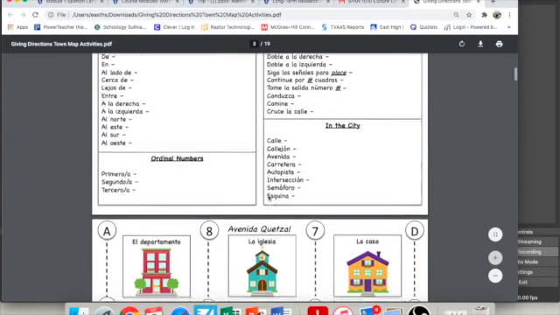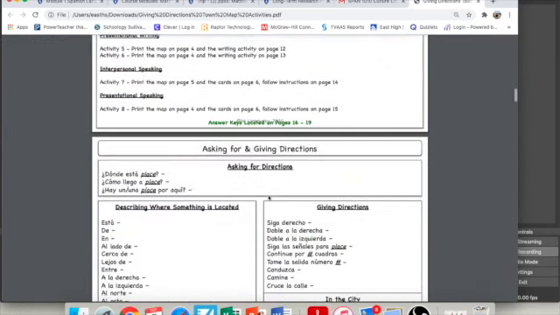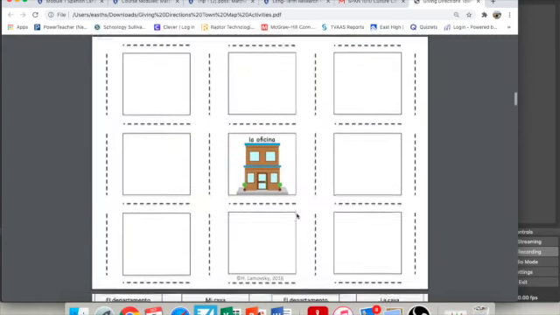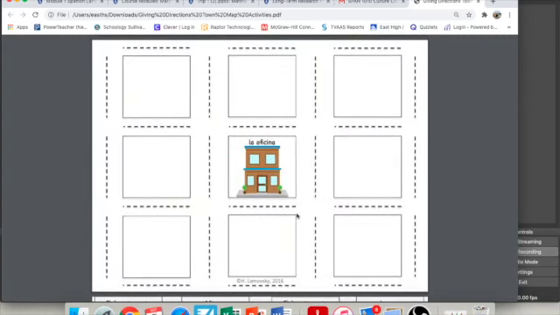Okay, the other activity you're going to have, and I will show you what it looks like here, is like this. And this is the auditory activity. And I'm going to tell you that a la derecha de la oficina hay el restaurante. So a la derecha de la oficina, to the right of the office, hay el restaurante. There's a restaurant. So in this box, you would write restaurant.